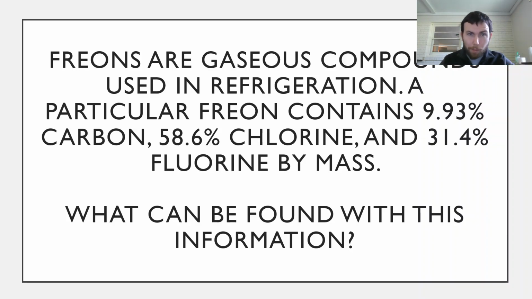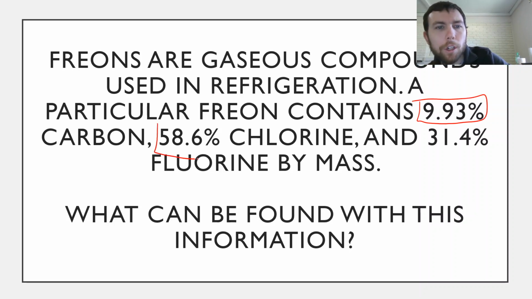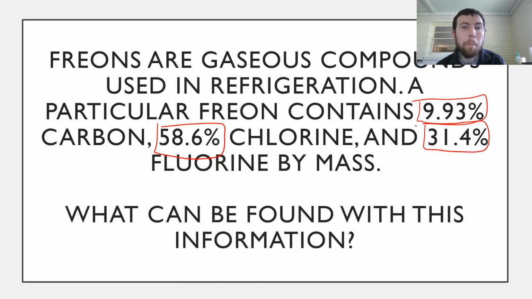Now, here's an example problem. We're not actually going to walk through this one, but think about what information can be found based on what's given. Freons are gaseous compounds used in refrigeration. A particular freon contains 9.93% carbon, 58.6% chlorine, and 31.4% fluorine by mass. So the question becomes, what can be found with this information? Well, because they've given us the percentages of carbon, chlorine, and fluorine, we should be able to figure out the empirical formula of this particular compound.